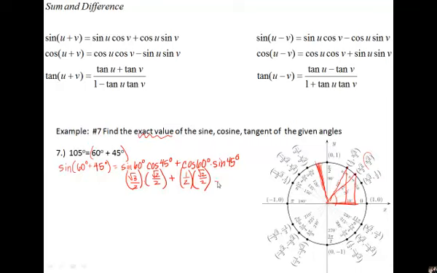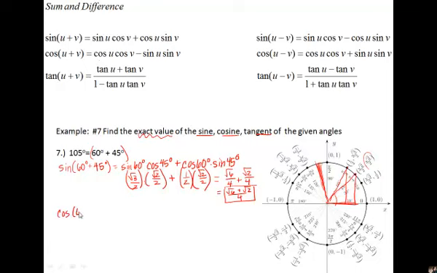So here we go. I'm going to go ahead, multiply straight across the tops, and I'm going to get the square root of 6 all over 4 plus the square root of 2 all over 4. Our final answer is the square root of 6 plus the square root of 2 all over 4. Okay, so now we're also going to do this for cosine because it does ask us to evaluate all three.